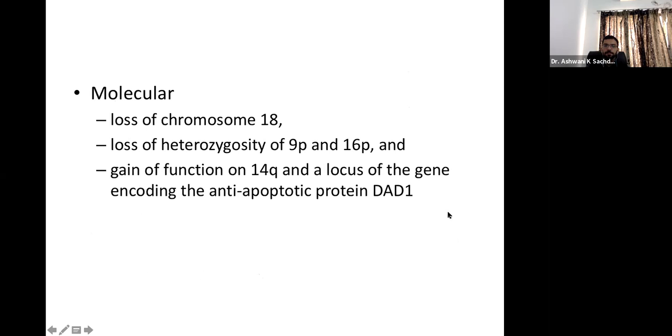Molecular aspects of carcinoid are loss of heterozygosity at chromosome 18, and at 9p, chromosome 16p, and gain of function mutation at chromosome 14q, that is the locus for gene encoding anti-apoptotic protein DAD1. These are some of the molecular features seen with the carcinoid tumors.